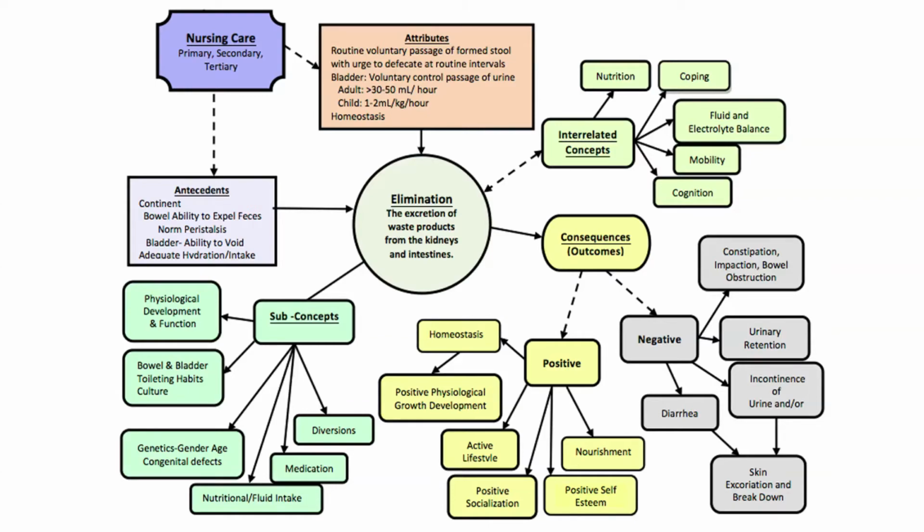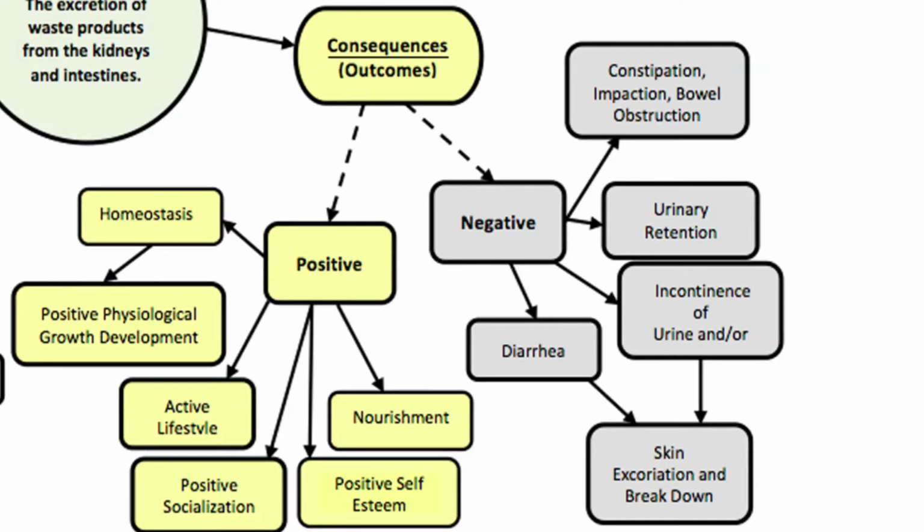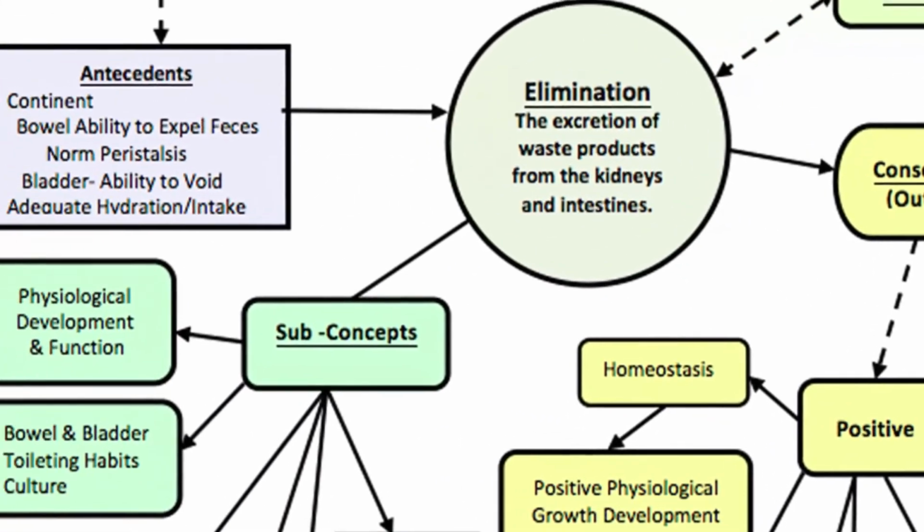Now let's go back to what we mentioned earlier. Let's say that we're having negative consequences. If we have negative consequences, the first thing that we would do is to go back and look at the antecedents.